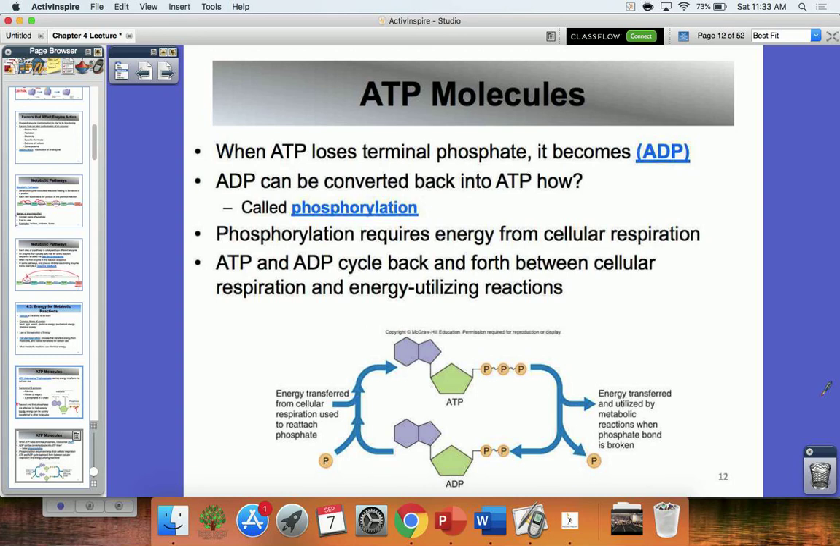And ADP can then be converted back to ATP. Remember, ATP is 3 phosphate groups, whereas ADP has 2 phosphate groups. So the way that it can be converted back to ATP is by simply adding another phosphate group to it, and now we have ATP. And the cycle continues over and over depending on what's going on or what's needed.